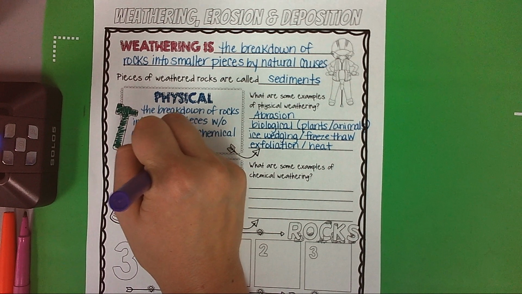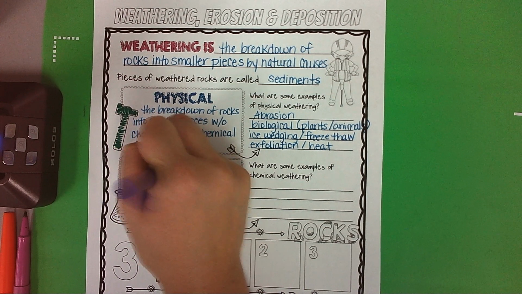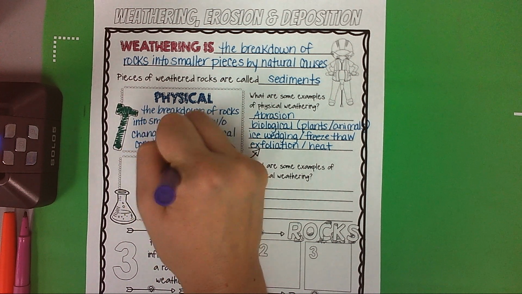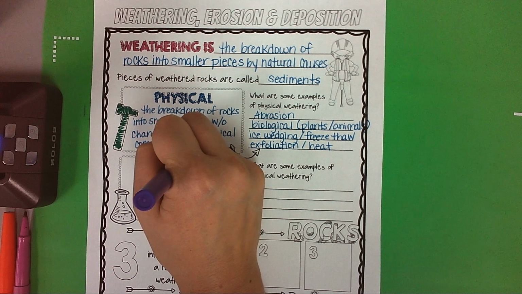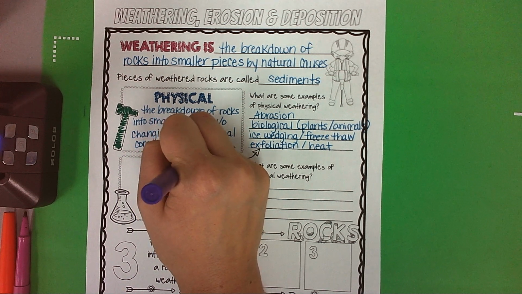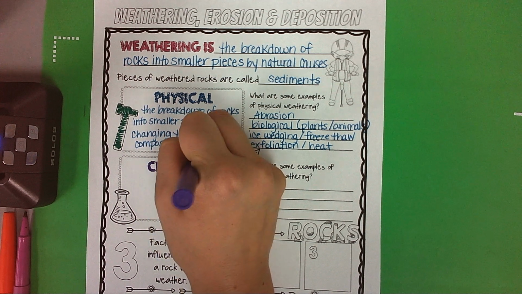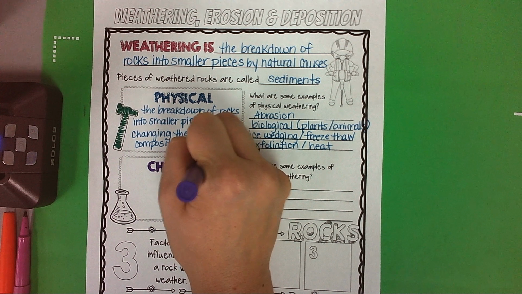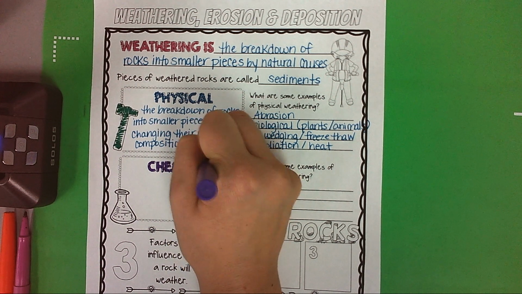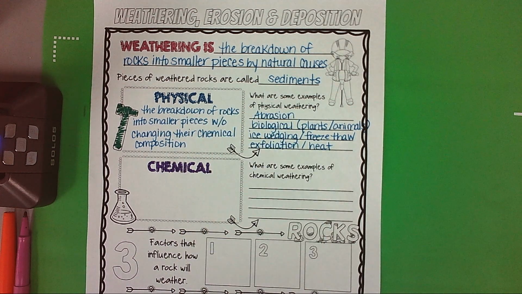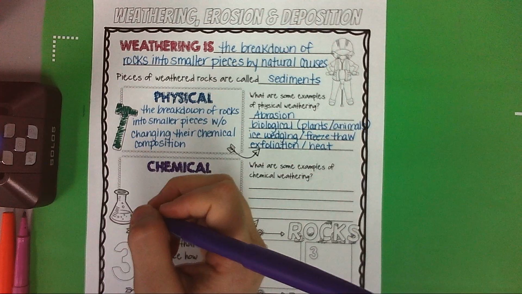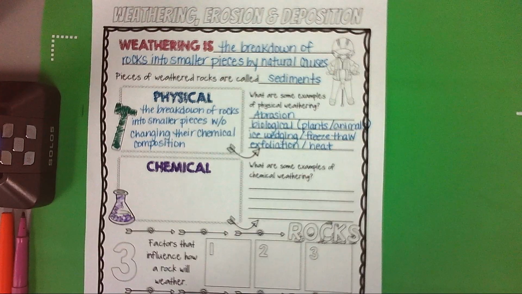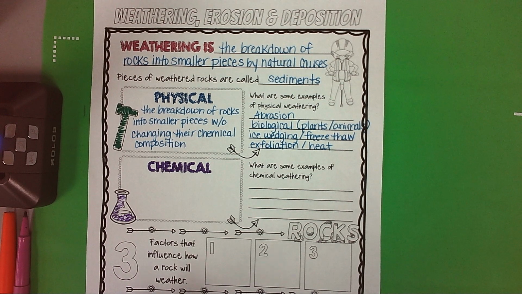Alright, so if physical does not change the chemical composition, then chemical weathering has to change it, right? Because it's called chemical weathering. So that means that it would change what it actually is. So if you have limestone and you break it up into pieces, it's still limestone. So if you have limestone and you do something to it and it's no longer limestone, okay, then you just change its composition.